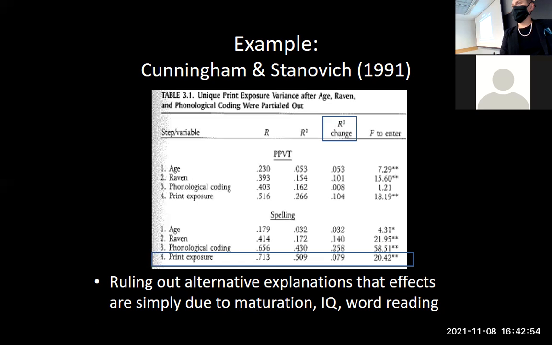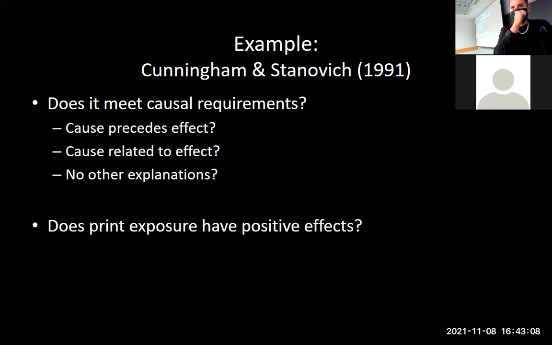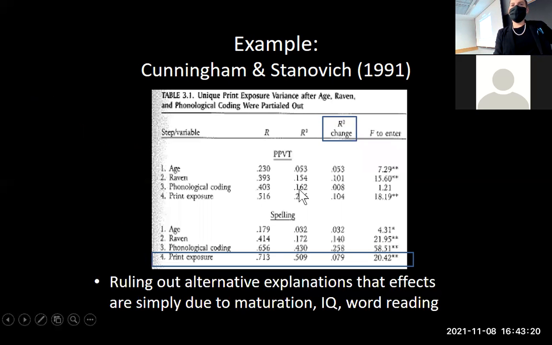I liked this example because I feel like it ties in with what we did last week, looking at how people represent their research questions and test their research questions using these general linear models. So, to break it down here, they wanted to make a causal claim that print exposure has a unique causal effect on vocabulary and on spelling.